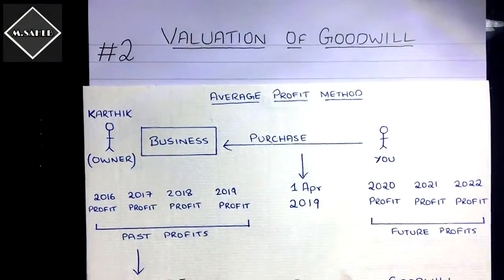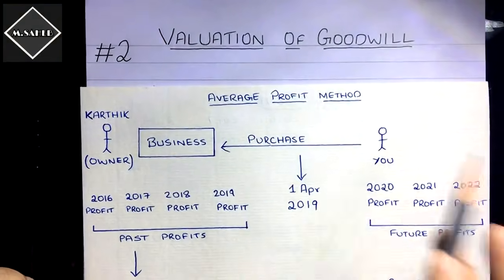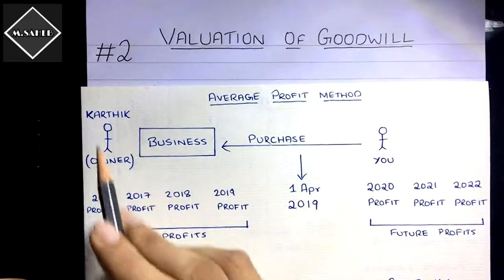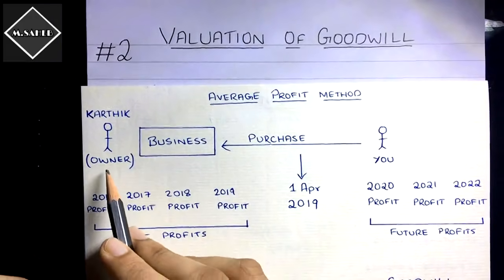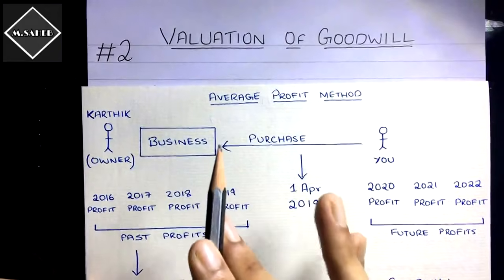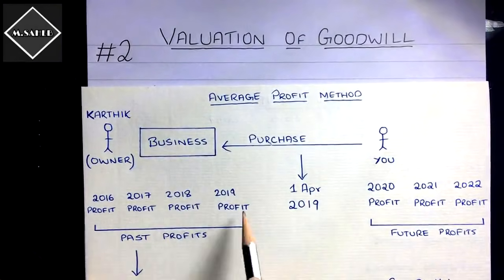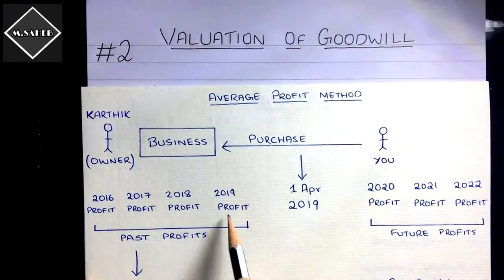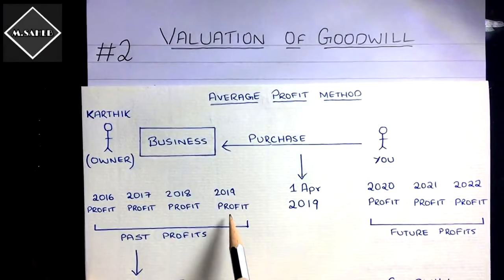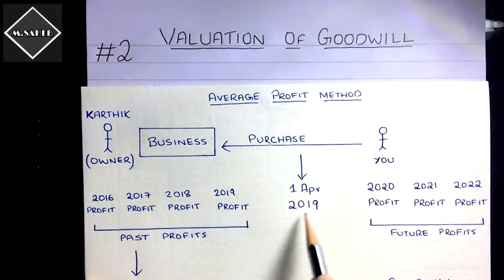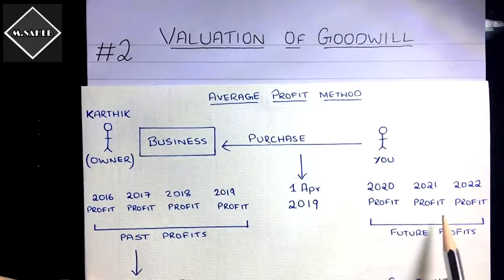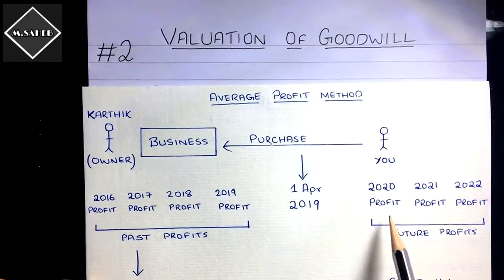Now let's understand the average profit method with the help of this example. Let's say this is you, and you want to purchase this existing business from Karthik. Karthik is the owner of this business, and it is a very profitable business. In the past it has been making profits: 2016 profit, 2017 profit, 2018 profit, and 2019 also profit. So there is a good chance that if you purchase this business now, in the coming years, in future years also, you will be making the same profits.